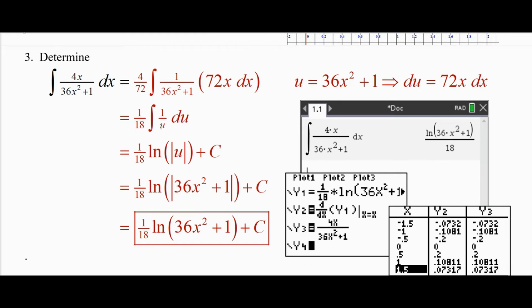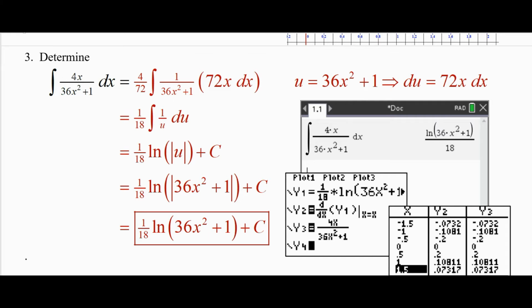Number 3, 4x over 36x squared plus 1. This is very similar to the last one in a way because I let u be the denominator. And the du then is the derivative. The derivative of 1 is 0. Then here I get 72x, and then I have my dx. So I can take the x and the dx and 72 together, and that becomes du. Then what's left is 1 over u.